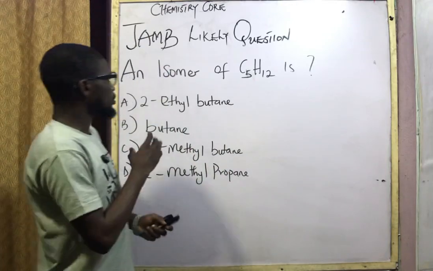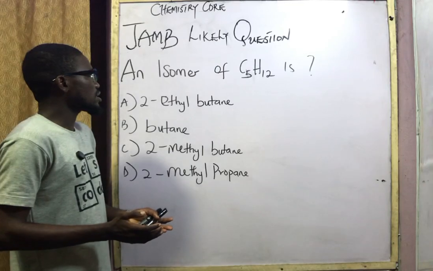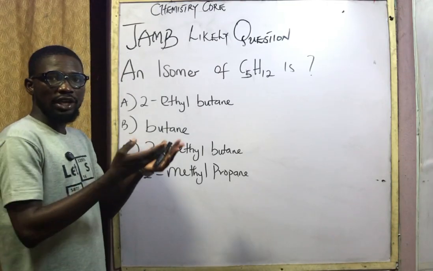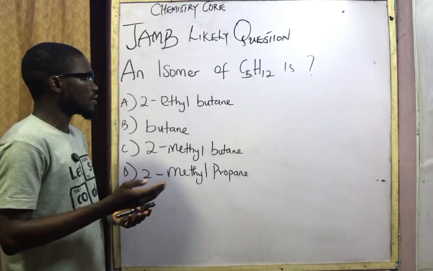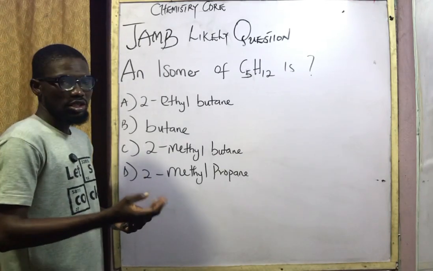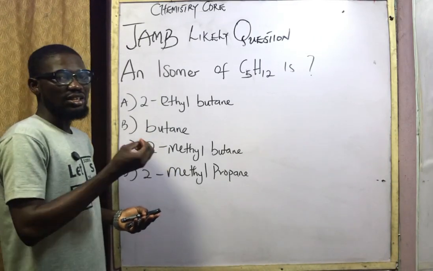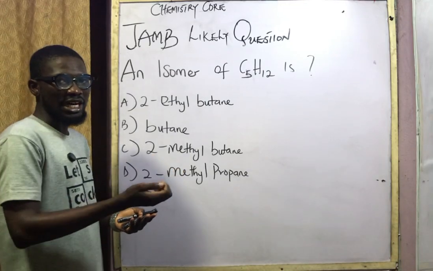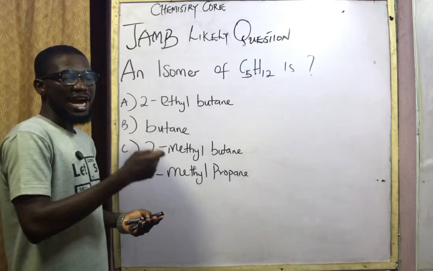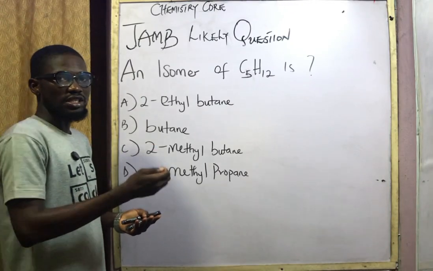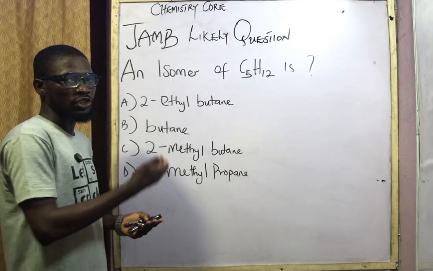Say you came across this type of a question, one thing you need to know is that the question you came across speaks the topic of that question. They said an isomer of C5H12 is what? The moment you hear that word isomer, it will tell you that the question is isomerism under organic chemistry. And one thing you need to know is, what is isomerism? Isomerism is when we have the same molecular formula but different structural formula.